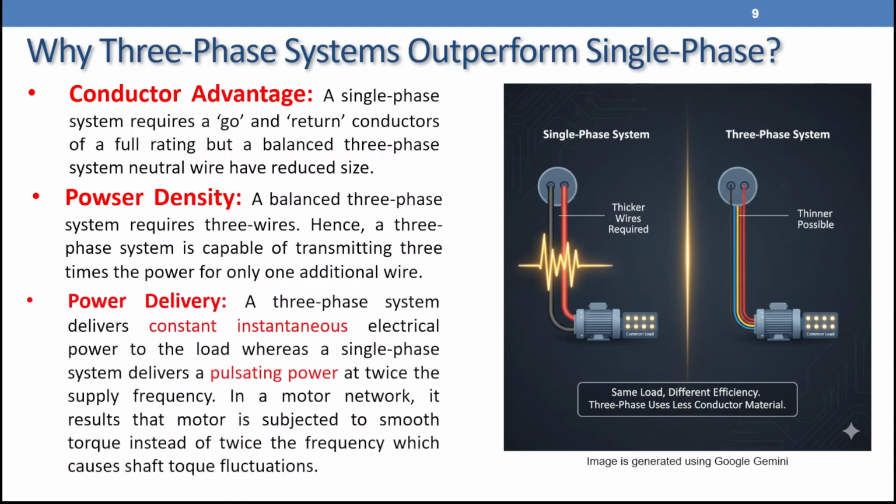Regarding power delivery, a 3-phase system delivers constant instantaneous electrical power. We are going to prove that one mathematically at the end of this topic. Whereas a single-phase system delivers a pulsating power. We proved that one mathematically, and we confirmed that one using MATLAB Simulink. In this case, you have a double frequency component. So if you are going to feed a motor from a 3-phase supply, you have a smooth torque. While if you feed a single-phase motor from a single-phase supply, you have a double frequency component and you have noise, and in this case, that one causes shaft torque fluctuations.